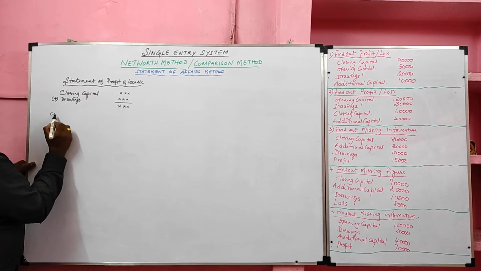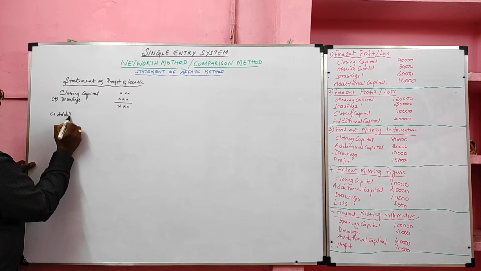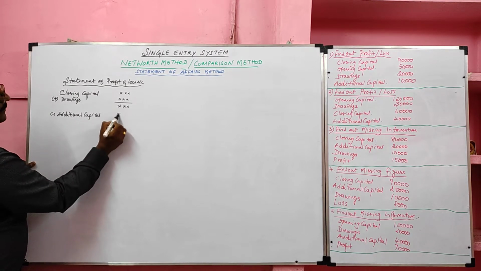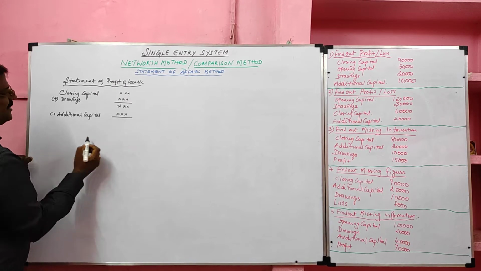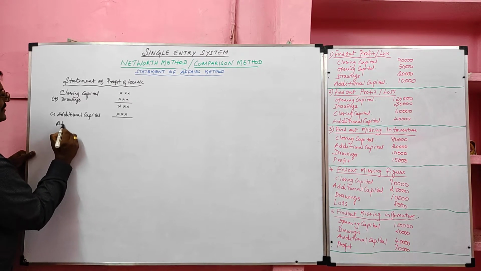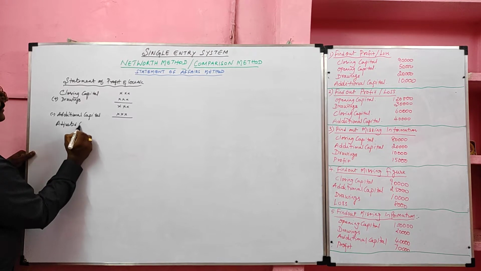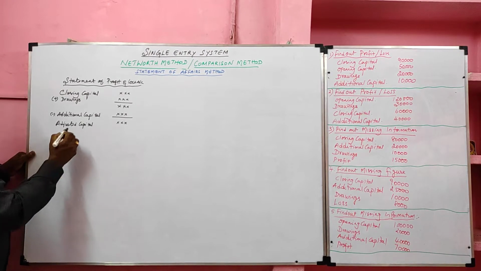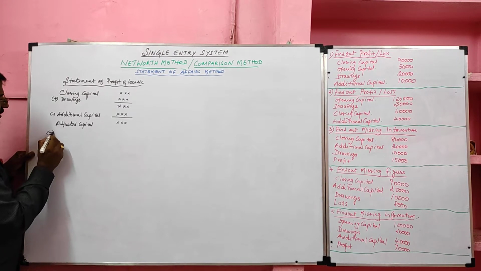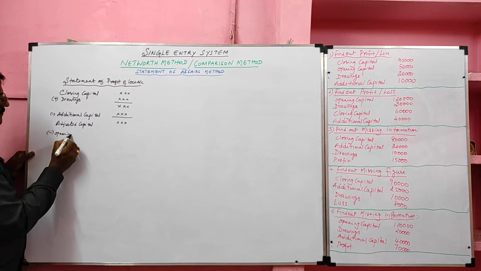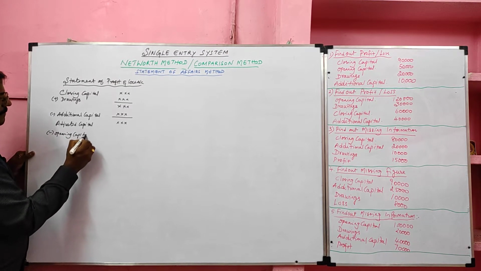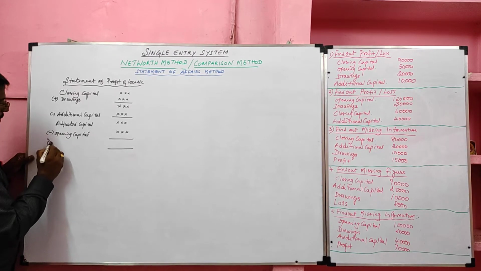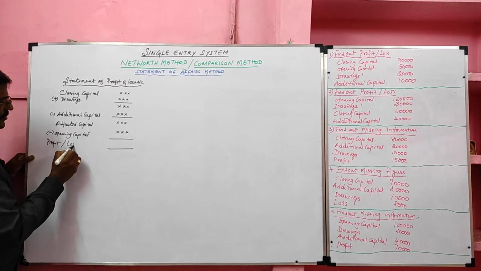Then we have to deduct additional capital. After deducting additional capital, we'll get one value called adjusted capital. This is very, very important. Then we have to deduct opening capital. Here we'll get profit or loss.